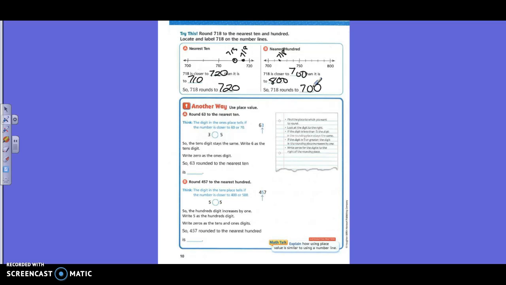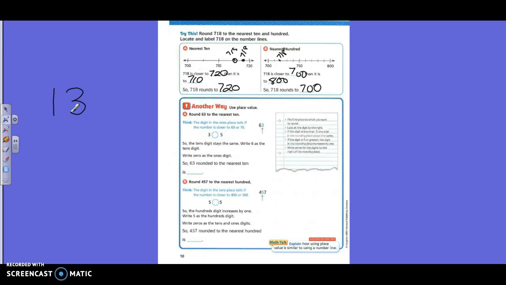Some of your work will have a number line, so you will have to put those dots there, and then you will have to see what it's closest to. The other way to do this is by using place value, okay? So, we are going to round the number 63 to the nearest 10. What you need to think about is the digit in the ones place tells if the number is closest to 60 or 70. Okay.